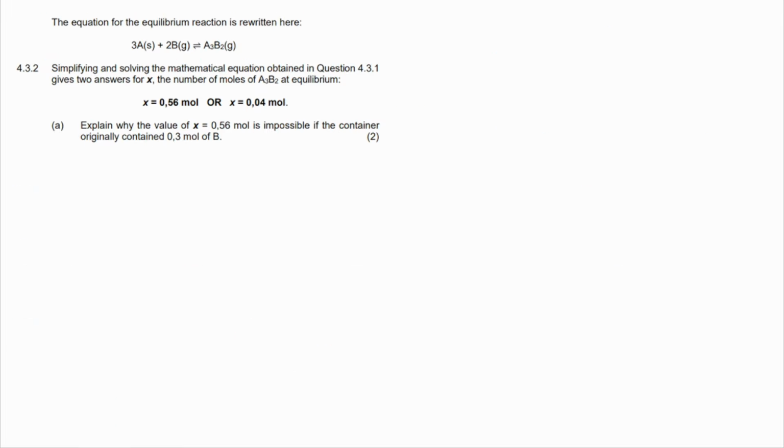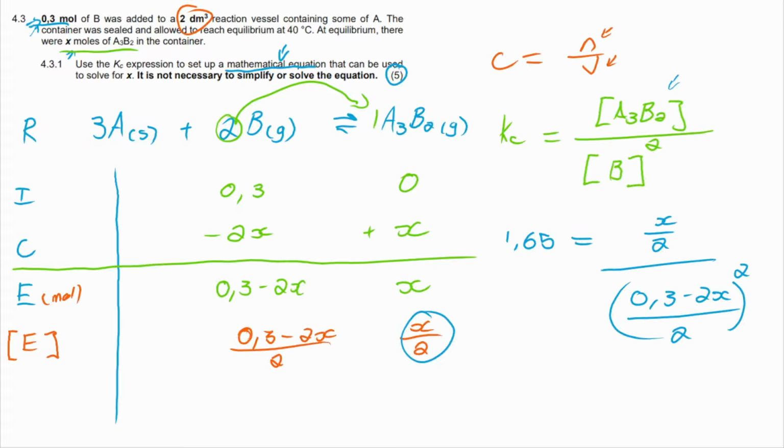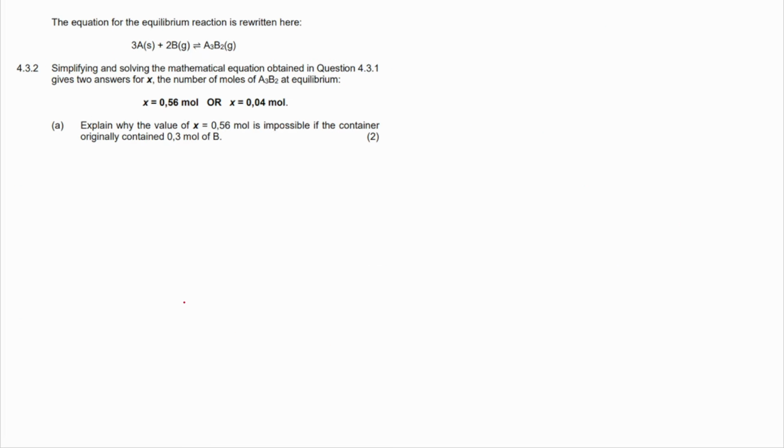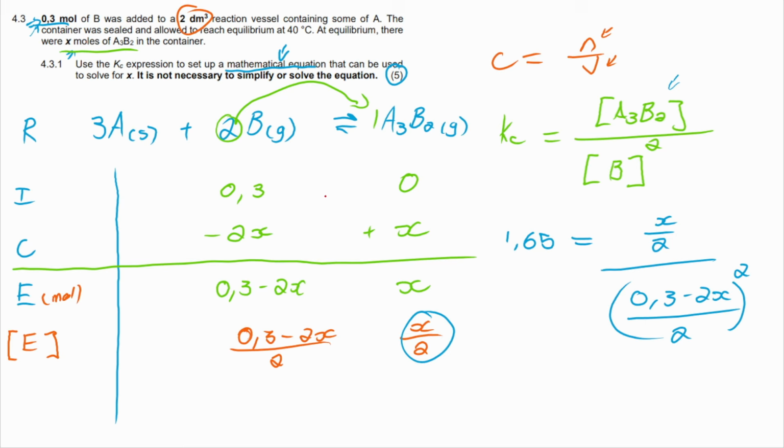Now they rewrite our equilibrium reaction here, and they say simplifying and solving the mathematical equation obtained in 4.3.1, this thing over here, gives 2 answers for x, and the number of moles of A3B2 at equilibrium can either be these 2 things. They say explain why this value is impossible if the container originally contained that many moles of B. A few different answers we can say here, but let's look at our RICE table.